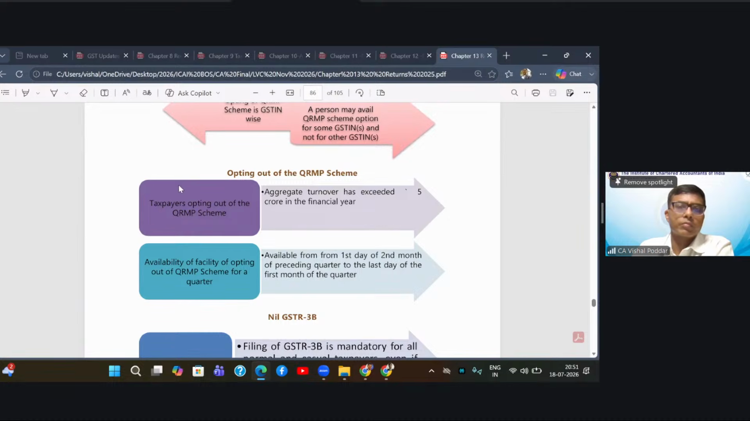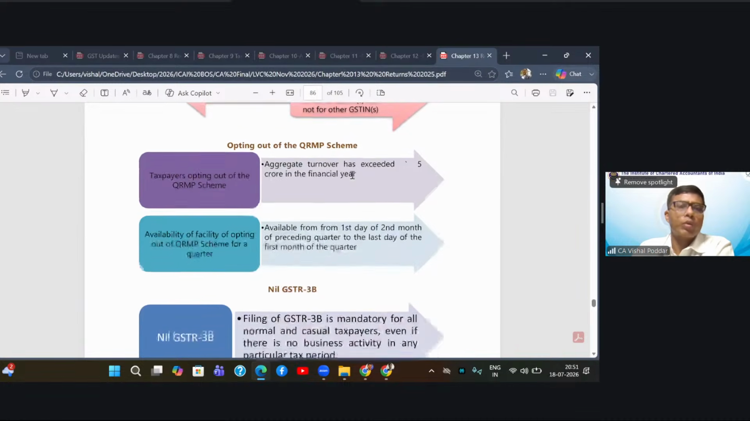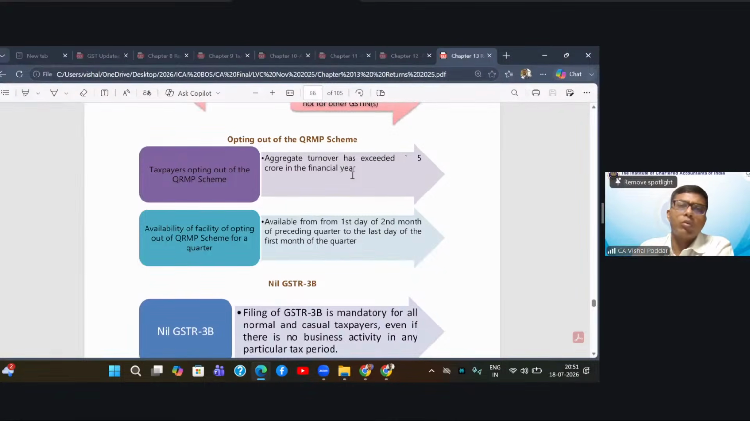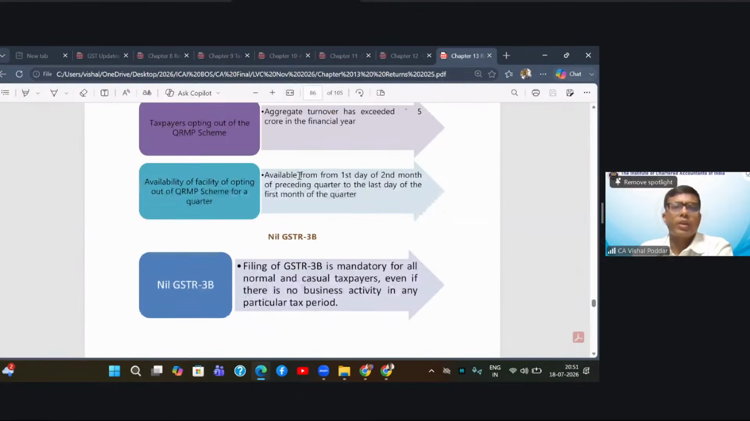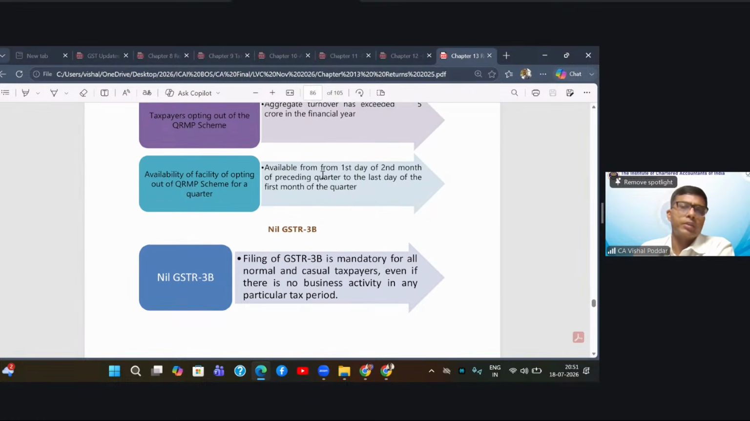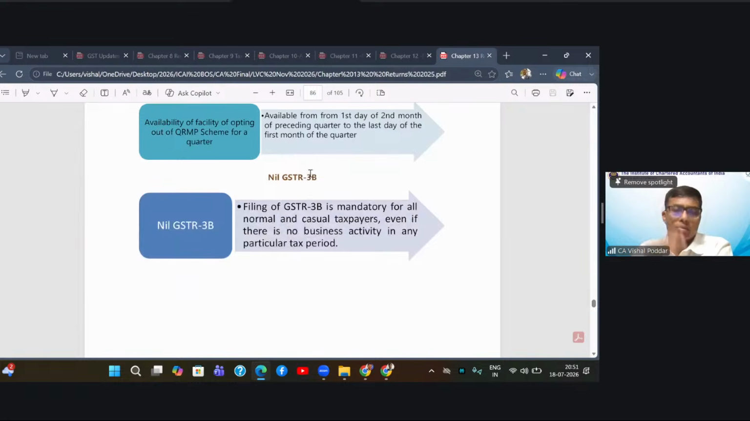Now, opting out of QRMP. When you will be out of the QRMP: one, where your turnover exceeds 5 crore in that financial year, you will switch to monthly. Second, availability of facility of opting out of QRMP for a quarter. So if during the same year you independently or suo moto want to opt out, that is also allowed. Again, that has to be done between first day of the second month of the preceding quarter to the last day of the first month of the next quarter.